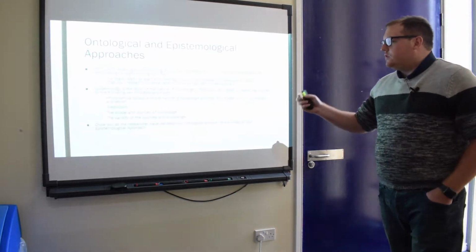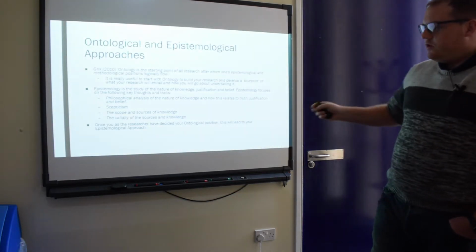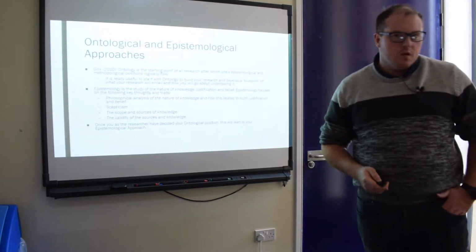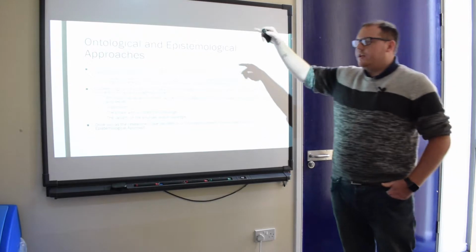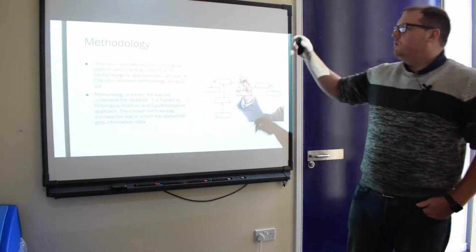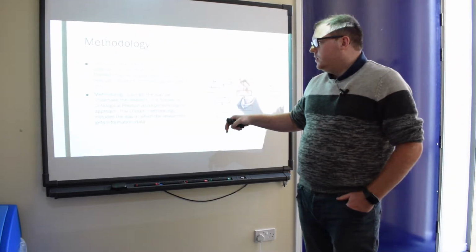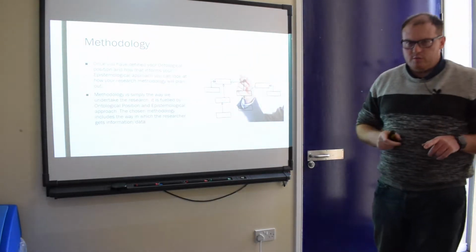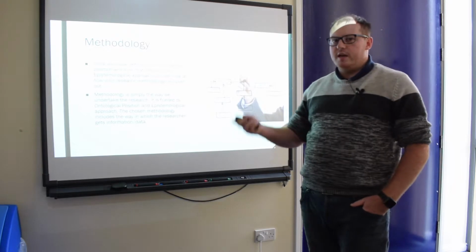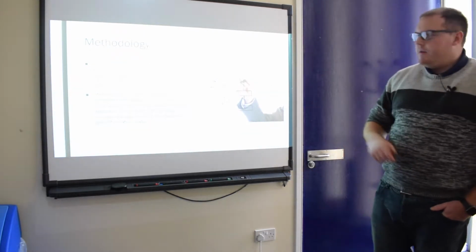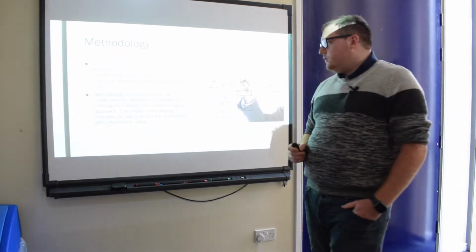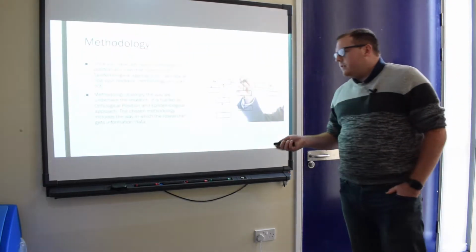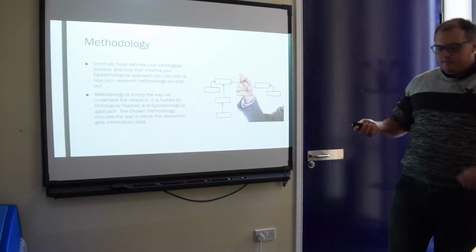Once you as a researcher have decided your ontological position, this will lead you to what epistemological approach you may take. And in doing so, by understanding these 2 points, it will form your methodology. So once you understand those 2 areas, you can look at how your methodology will plan out. What is the method you're going to take to understand your research? Methodology is simply the way we undertake research. It's fueled by our ontological position and our epistemological approach. The chosen methodology includes the way in which a researcher gets information or data.